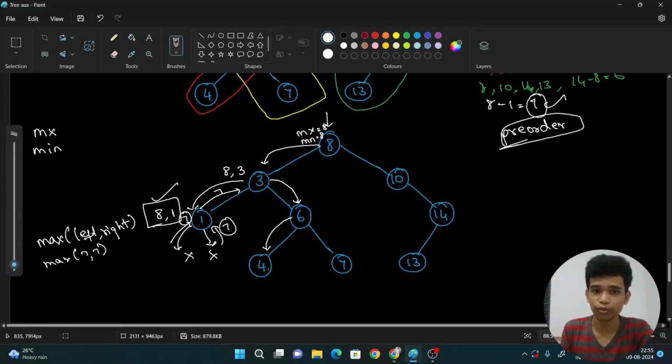Here comes a 4. Whether 4 contributes anything? No. 4 is not a minimum value, then 3. 4 is not a maximum value, then 8. Then again go here. So here also 8, 3.